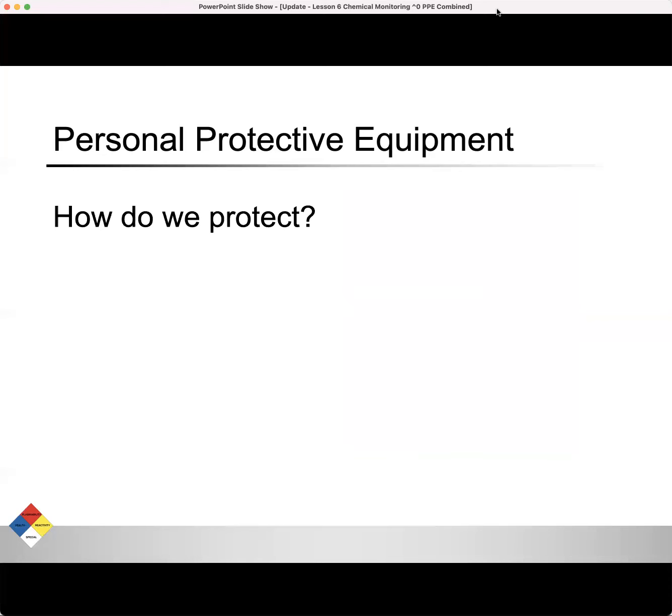So let's review, how do we protect ourselves from hazardous materials? Remember, time, we don't spend a lot of time in proximity to the hazardous material. Distance, stay away from it as far as you can and still get the job done. And then shielding. What is our shielding? PPE. PPE is our shielding. That increases the time we can spend in the hot zone where the material is, and it decreases the distance we have to spend away from it.